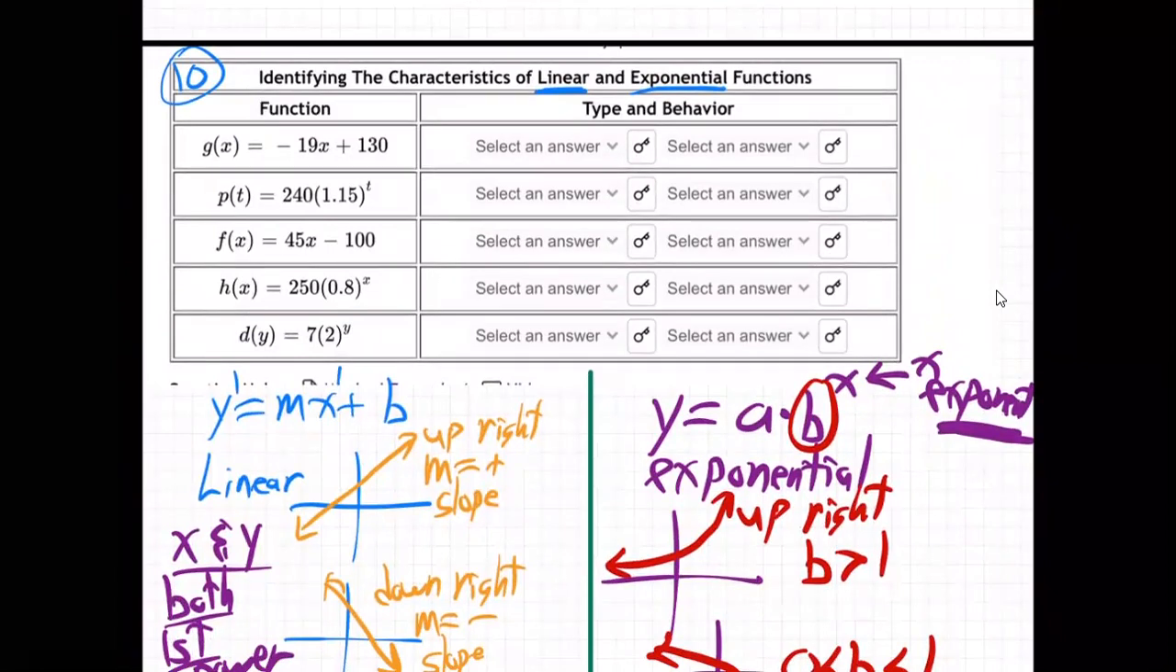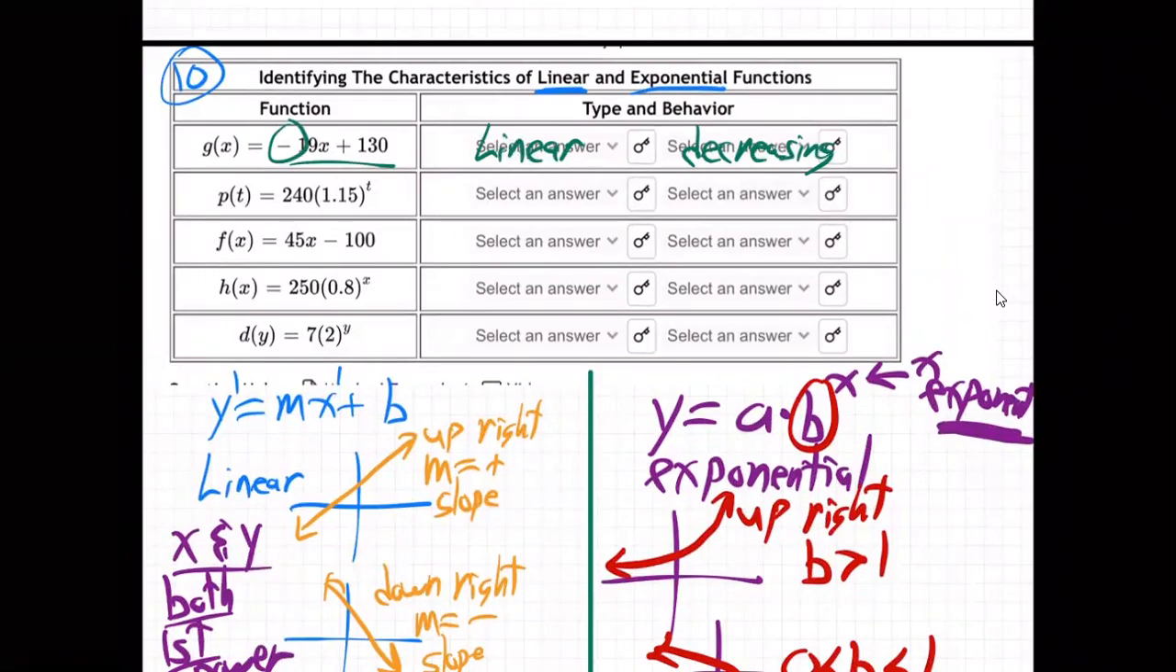So let's answer them. So this right here, this is going to be linear, because it's y equals mx plus b. And what do they say there, guys? Do they say increasing, decreasing? Is that what they say? Yeah. So this negative, we'd say decreasing, going down, because it's negative.